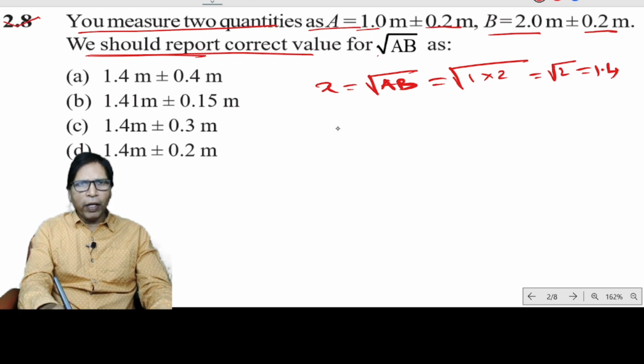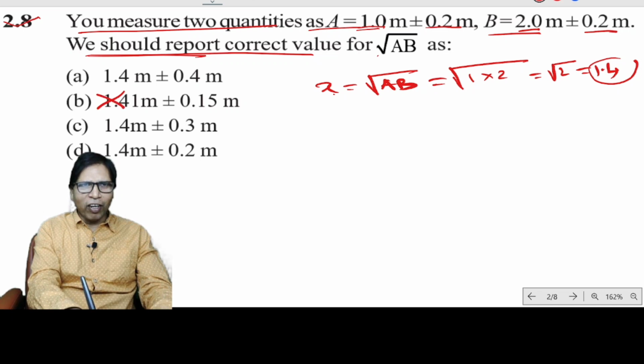Okay, no problem. Now next, A has two significant figures, B also has two significant figures. So x also has two significant figures. So this is wrong.